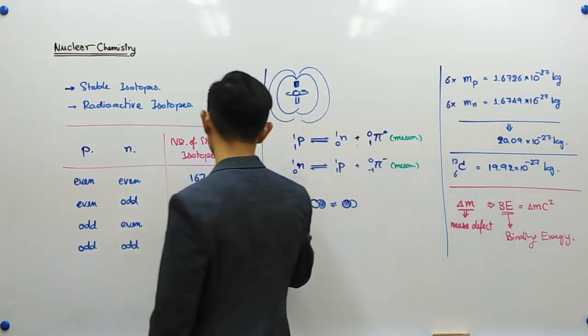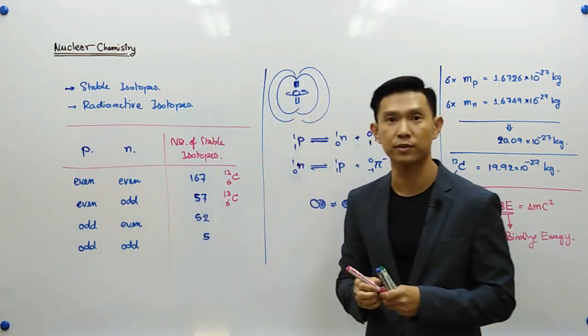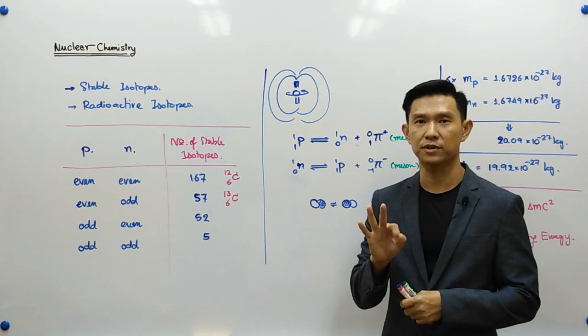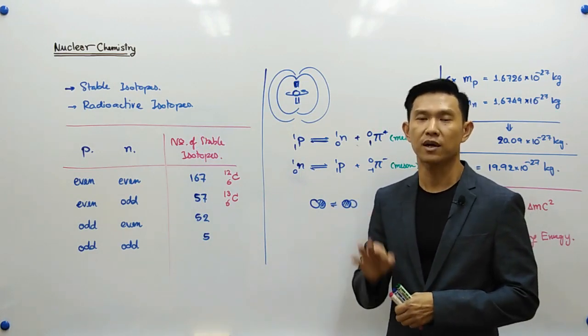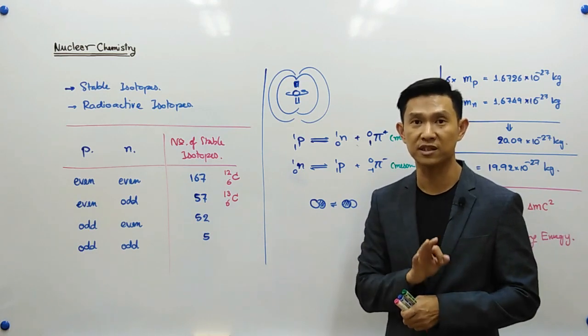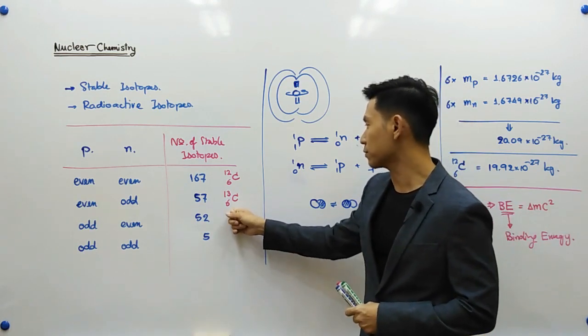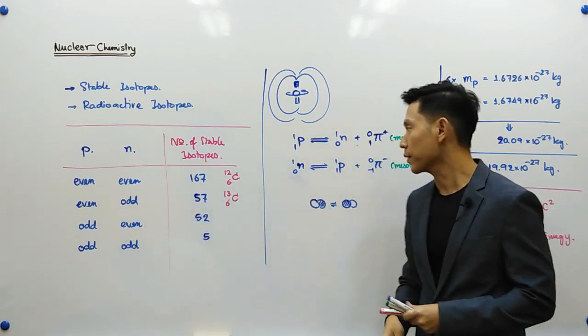And carbon 13 is a stable isotope as well. Carbon has 3 major isotopes, 12, 13, and 14. Carbon 13 is stable, carbon 12 is stable, carbon 14 is not stable. So this is a stable isotope composed of 6 protons and 7 neutrons. So the number of neutrons is an odd number.